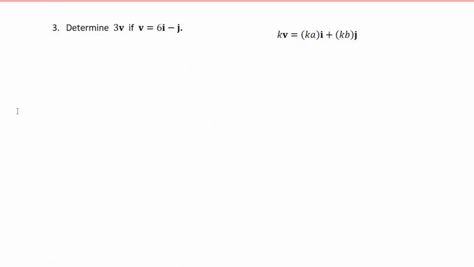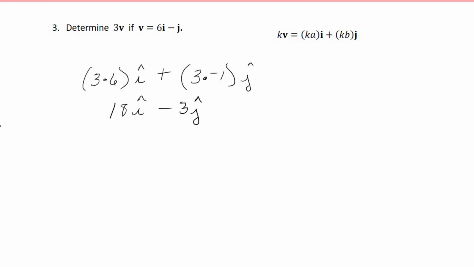The formula for scalar multiplication is on your reference sheet, and we're going to do this problem two ways, just like we did the first two. First of all, I'm going to use the formula that's to the right of the screen. Here I've substituted in the numbers. Now I simplify, and there's my answer.